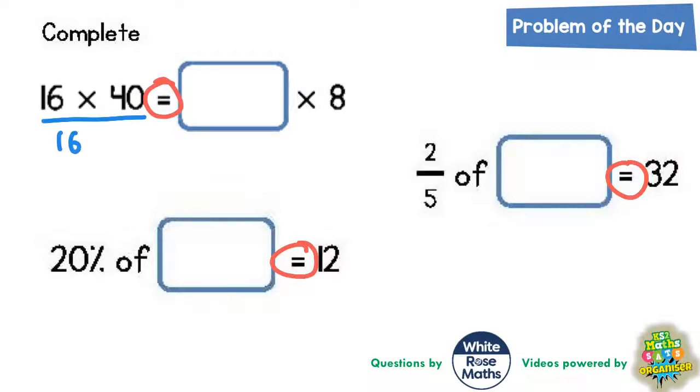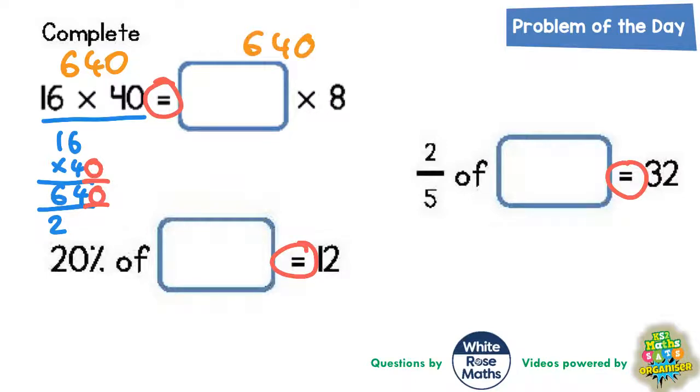Well, 16 times 4 is 4 lots of 6 is 24. Put the 4 in, carry the 2. And 4 ones are 4 plus the 2 is 6. So if 16 times 4 is 64, 16 times 40, with making the 4 10 times bigger, would make the answer 10 times bigger, so that would be 640. So the answer to the left-hand side is 640, which means the answer to the right-hand side must also be 640.